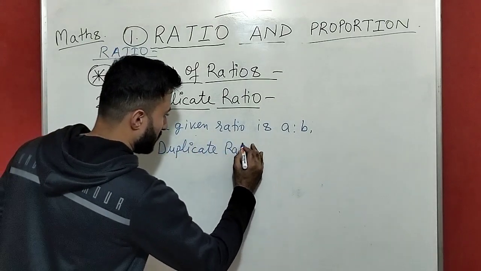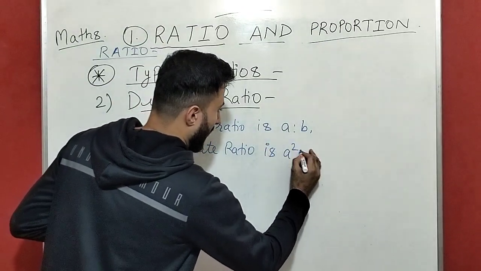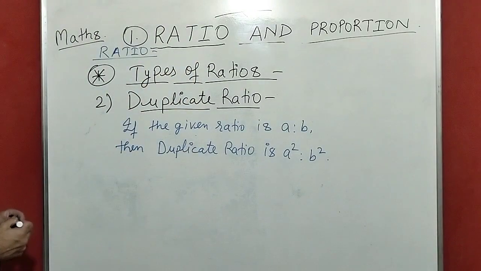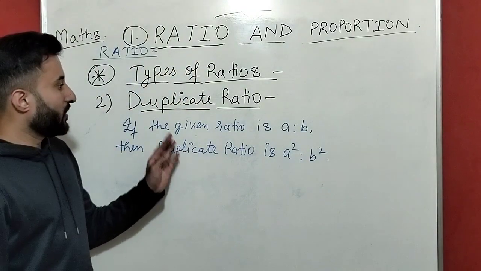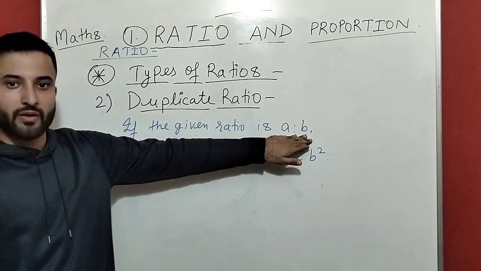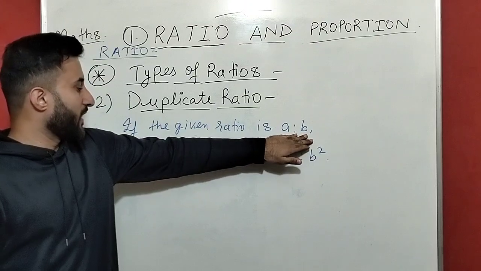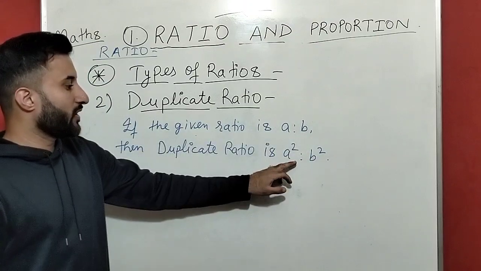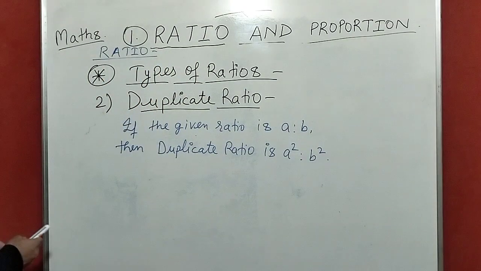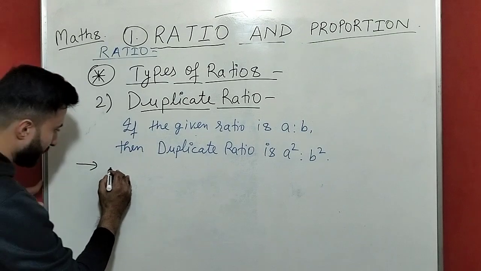the duplicate ratio is, we will do the square: A square is to B square. If the given ratio is A is to B, the duplicate ratio is squaring, that's it. So the duplicate ratio is A square is to B square. Example, because examples are very important to understand.